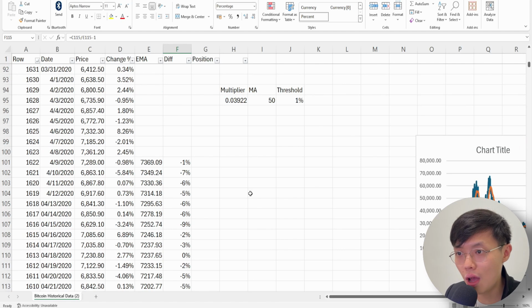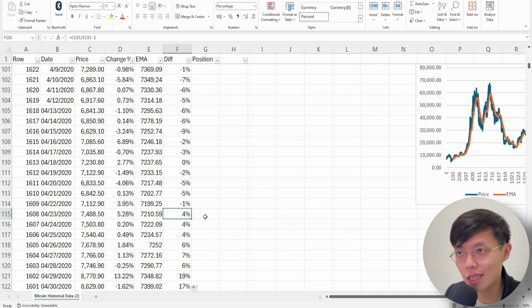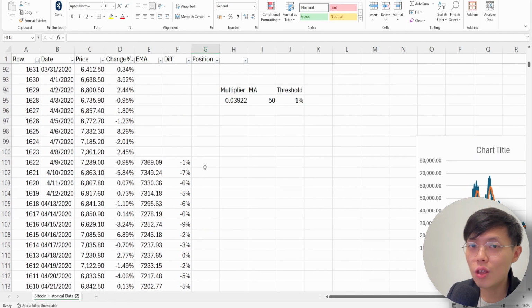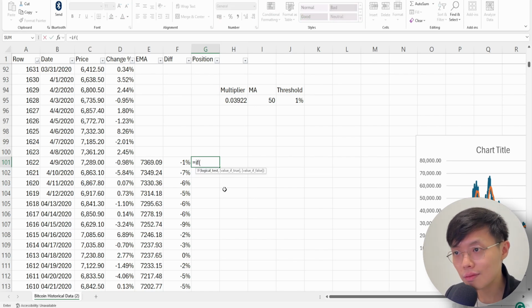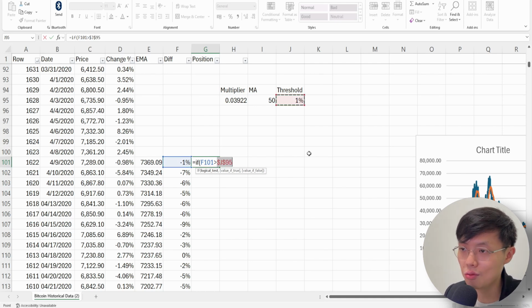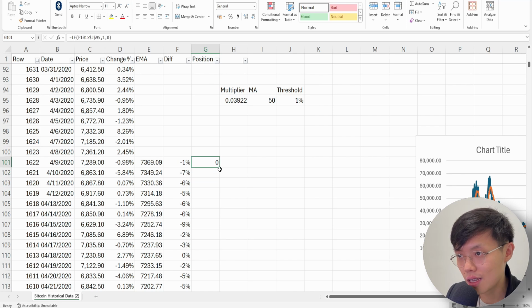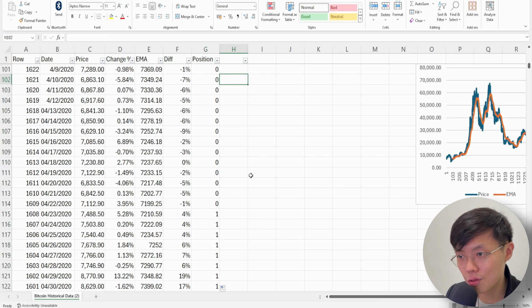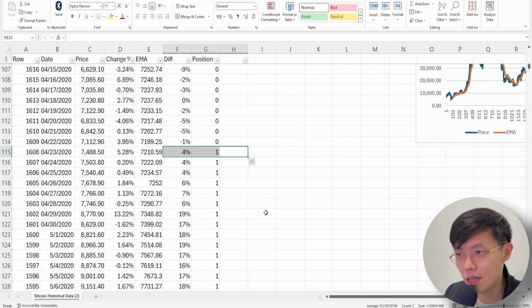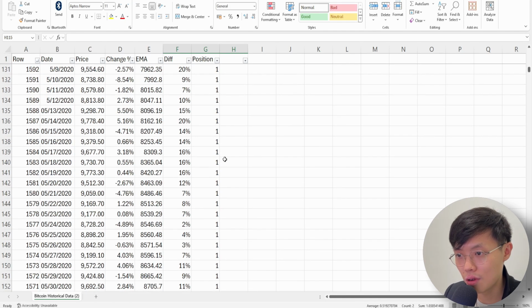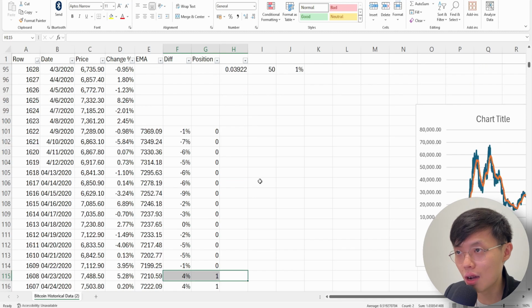For the threshold, 1% means if the difference is 1% or more, only then will we buy Bitcoin. In order to do that, we need to use an if statement. So if this difference is bigger than this threshold, and remember, lock it with F4, then I will put 1. If it's not, I will put 0. 0 means I'm not going to trade. I'm going to apply to all. If you scroll down, you will notice if it's bigger than 1%, it will be 1, and so on. This is how we do our trading position.